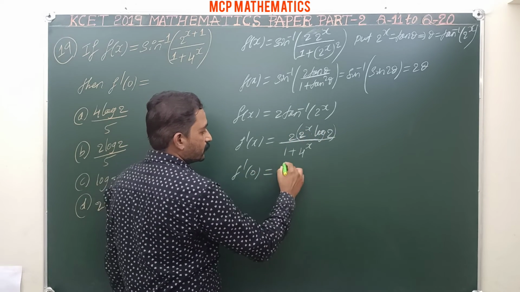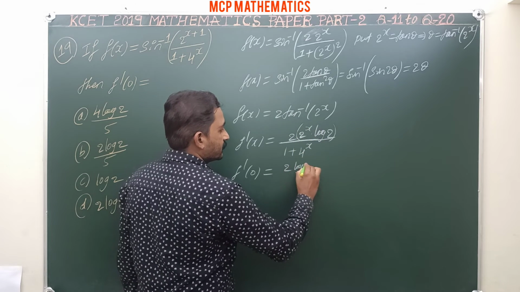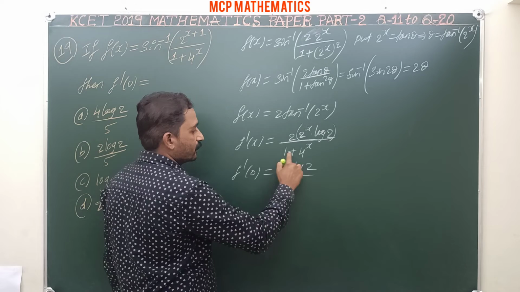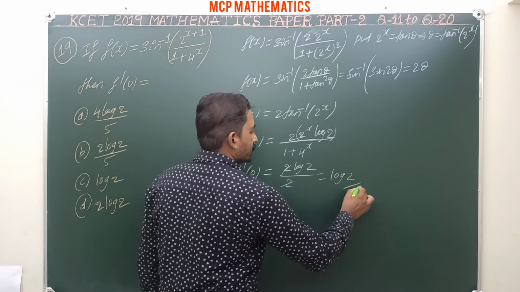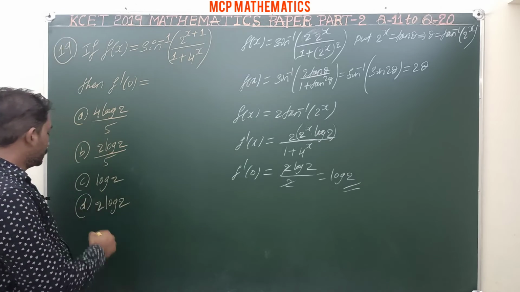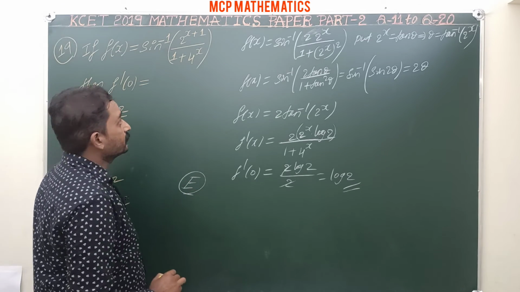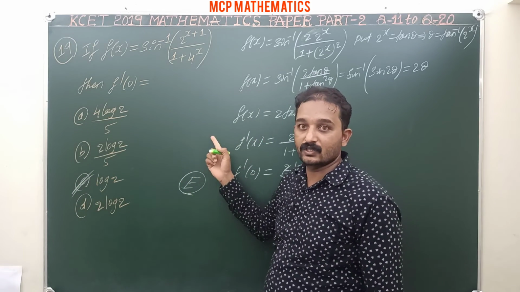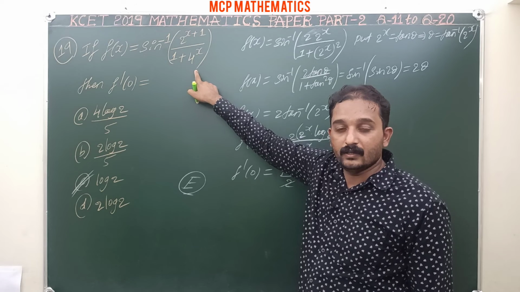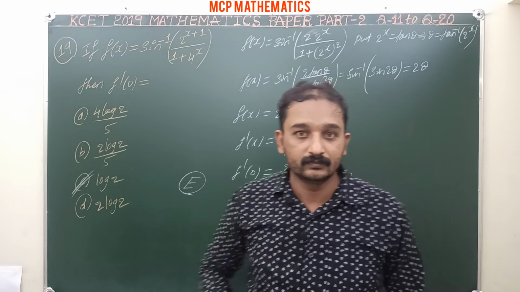So x is equal to 0 means what? 2 as it is, 2 power 0 is 1, log 2 as it is, divided by 4 power 0 is 1, 1 plus 1 is 2. The 2s get cancelled. So log 2 is the answer of this question. Option C is correct. This is an easy question, all the students solve this question. This type of question also comes in the theory examination. It carries 3 marks in theory, a repeated question; here it carries 1 mark. Take down.